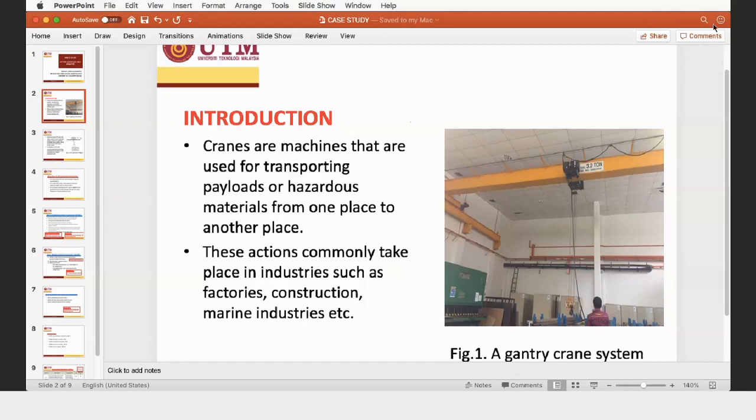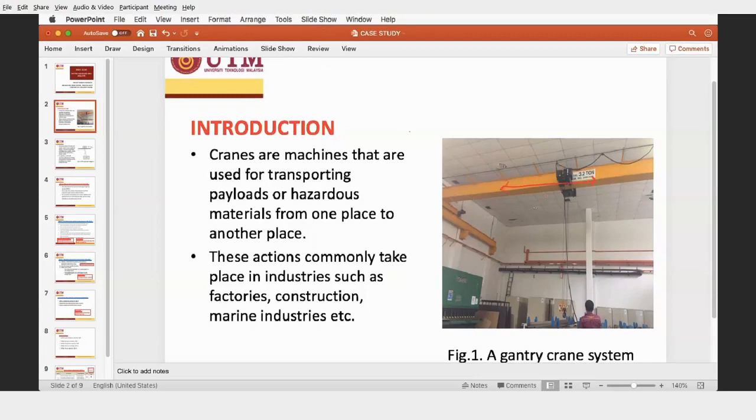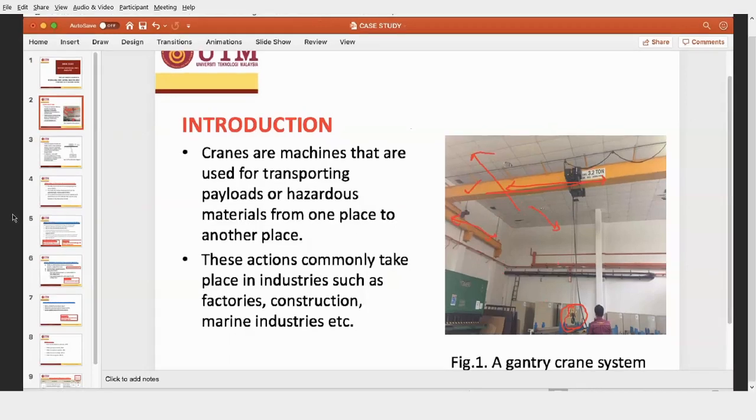Okay, so the idea is, this is the trolley that we mentioned. The trolley can travel along this line, and also this part can travel along this line. So if you refer to the videos, any things that we bring as the payload, we can travel along this way and move along this way, so that we can move the heavy object from one place to the other place using the crane.